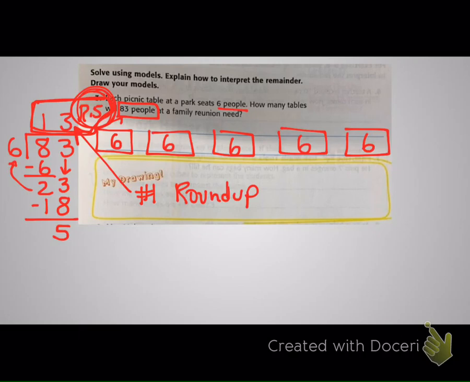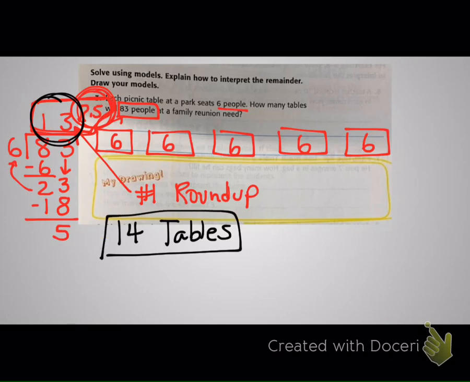So, even though our quotient is 13, we really are going to need 14 tables, right? Because we don't want to tell Aunt Sally and Uncle Joe that they can't come because we don't have a table for them. So 14 tables. That is a case that we need to round up.